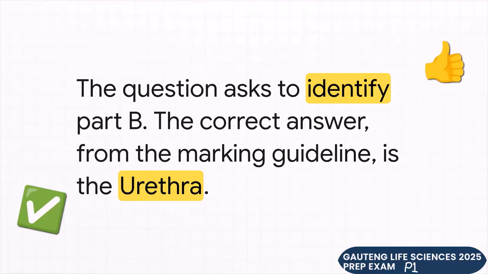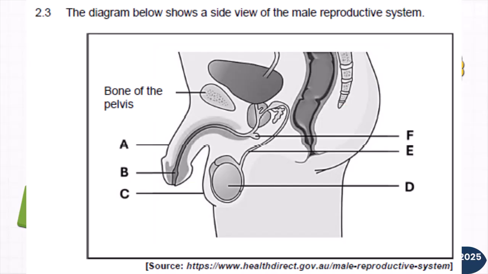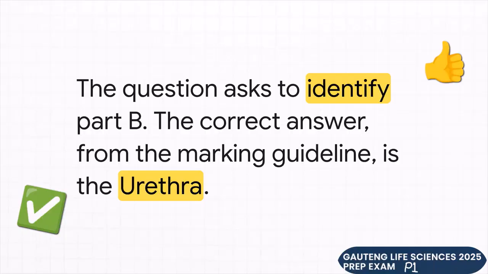First up, we've got to identify part B. If you follow the line, you can see it's that tube running all the way through the center. Now, what does it do? It carries both urine and semen. And that dual function is a huge clue that it's the urethra. Just like that, one mark is in the bag.